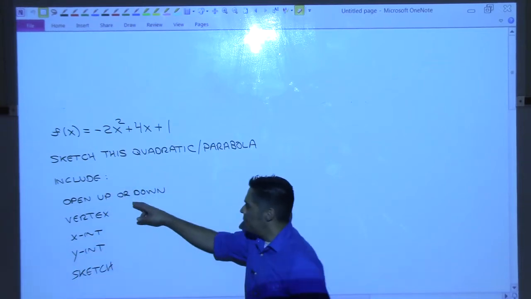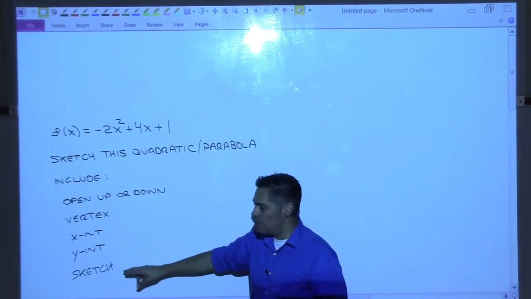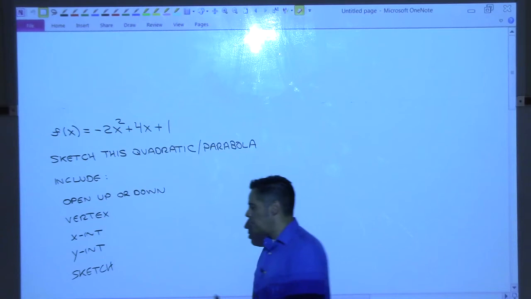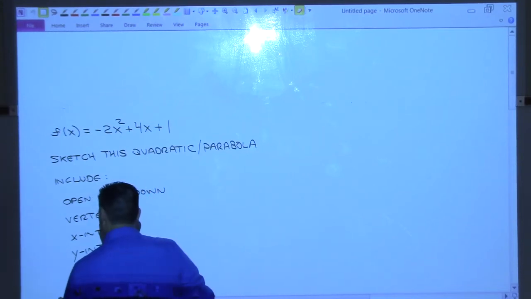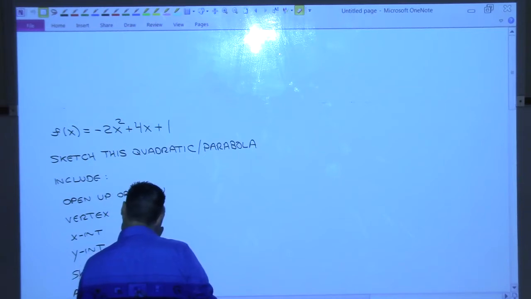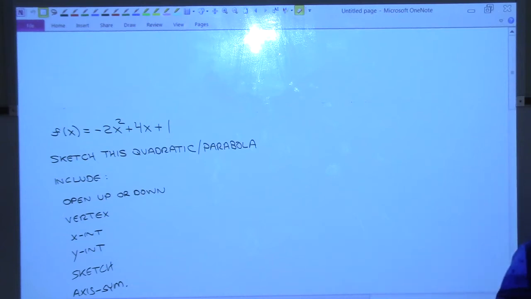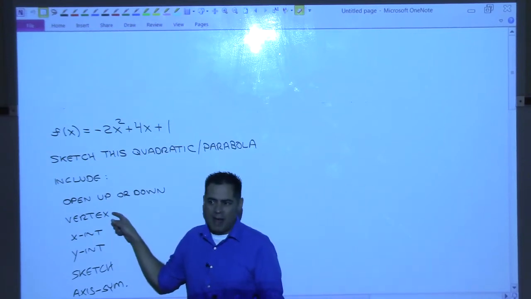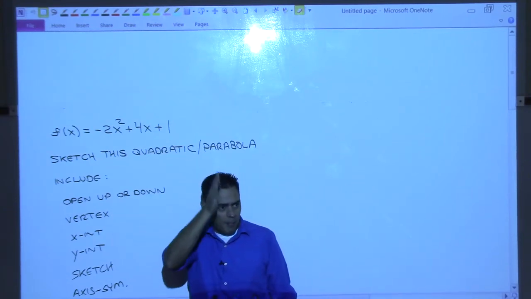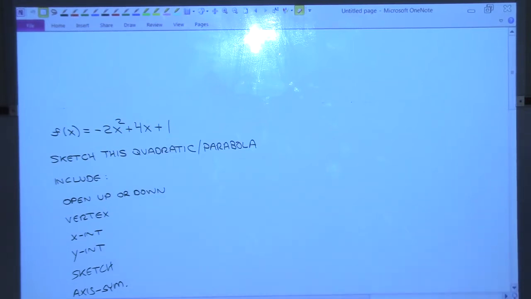So I want you to be able to give me all this information. Does it open up or down? I want you to tell me the vertex, x-intercepts, y-intercept, and sketch. Now the axis of symmetry, let's throw that in here, right? I really don't care too much about the axis of symmetry personally, but it's going to be in your homework, so go ahead and do it. The reason I don't care about it is because once you have the vertex, you have the axis of symmetry. You know where that point is, so it's kind of redundant. We're doing it twice. All right, you ready?